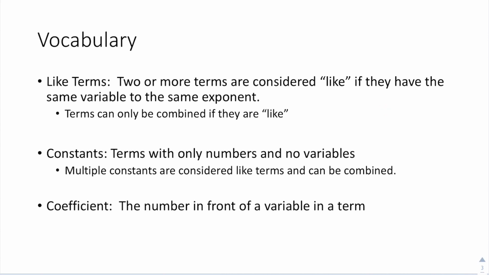Constants are terms that have no variables and they're just numbers, and you can combine numbers. So constants can be combined, they're like terms. And then a coefficient is the number in front of a variable or term. So if I have something like 3x, the 3 is considered a constant.